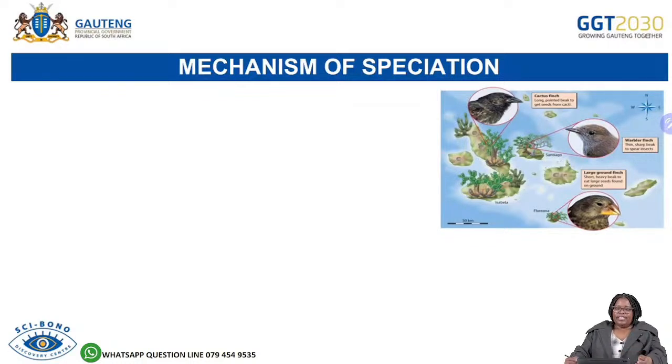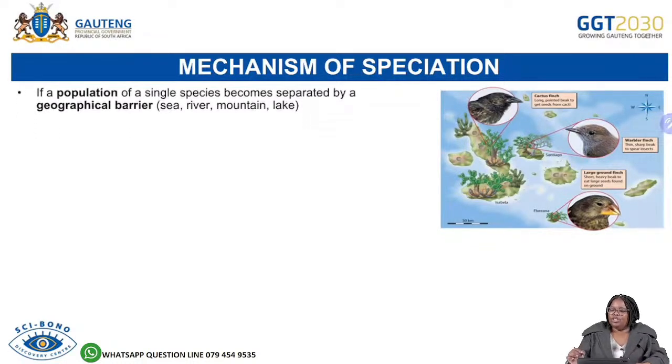Now, with the mechanism of speciation, let's look at an example. We've got these finches. This beak is long. This one is thin and long. This one is short and big. Obviously, these are the same characteristics, but they are performing different functions because of what? Adaptation. All right.